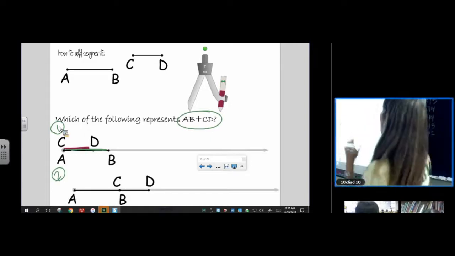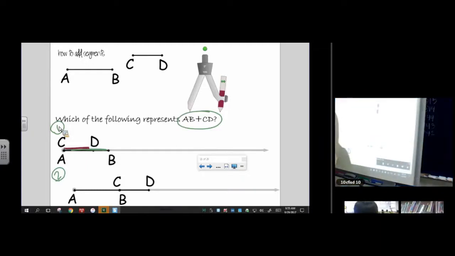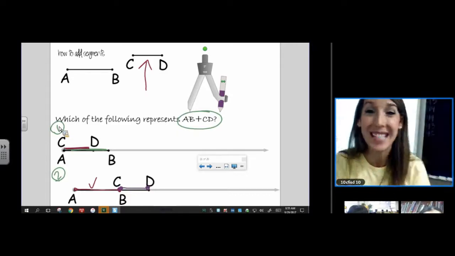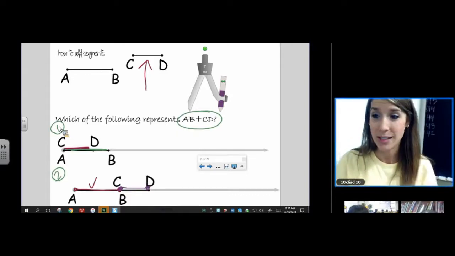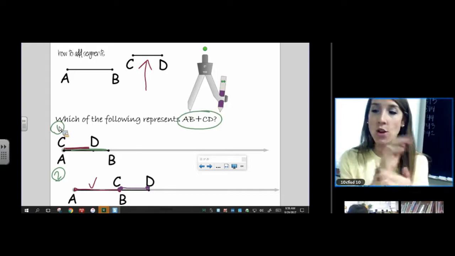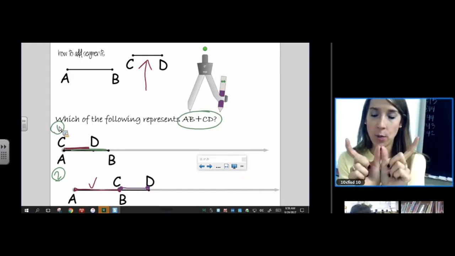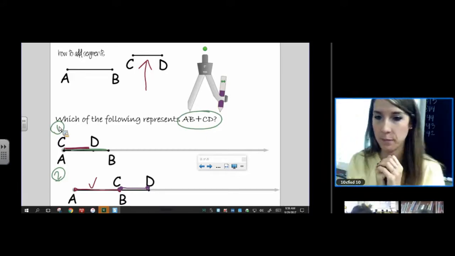So if I construct a copy of AB here, this is my copy of AB, when I construct a copy of CD, I need to begin where AB ended and then place my copy of CD adjacent to it, next to it, collinear with it, not overlapping. They'll share an endpoint, but you don't want them to be overlapping.